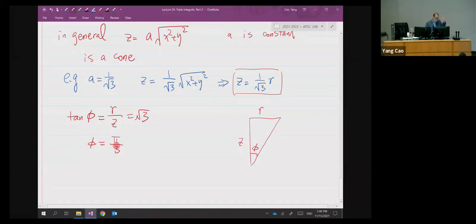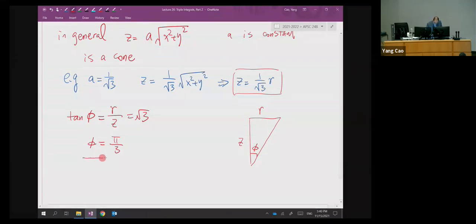Okay, so the next time you go get an ice cream, make sure the coefficient A there is less than 1. Okay, so then you can get more ice cream in the cone there, right?